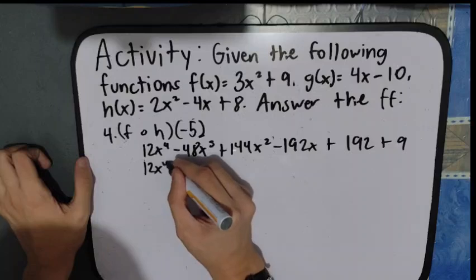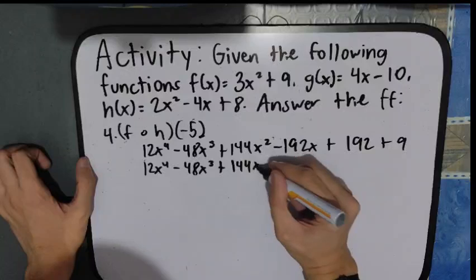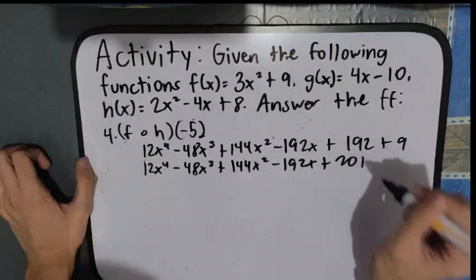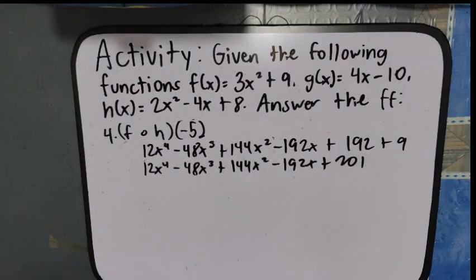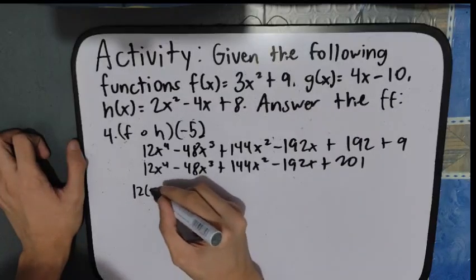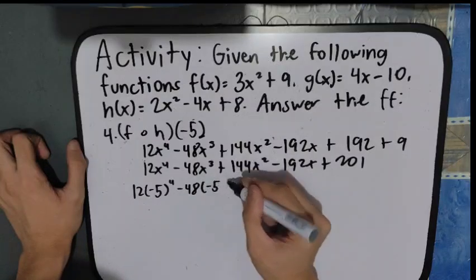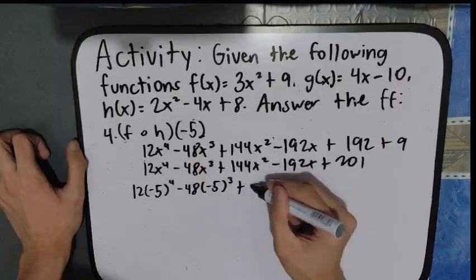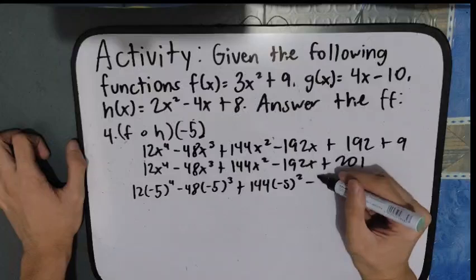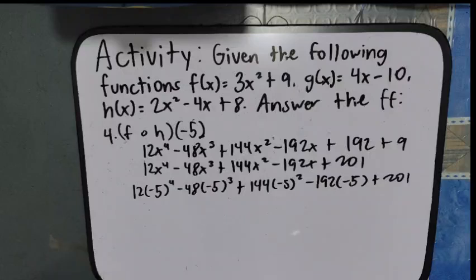So after bringing down positive 9, we're going to add it with positive 192. And the answer will be positive 201. After that, we're going to substitute using negative 5. So 12 times negative 5 raised to 4 minus 48 times negative 5 raised to 3 plus 144 times negative 5 squared minus 192 times negative 5 plus 201.